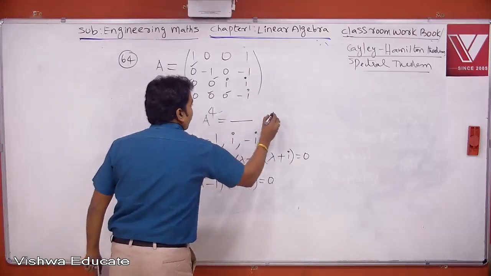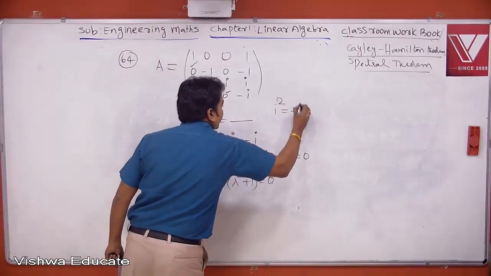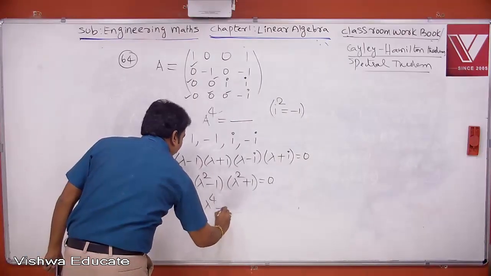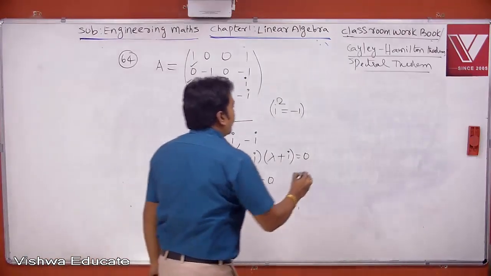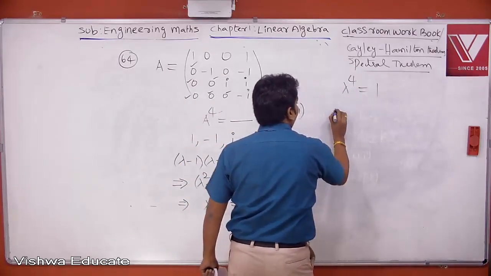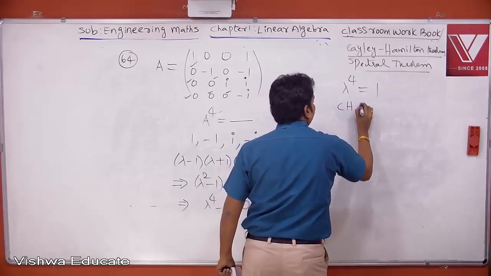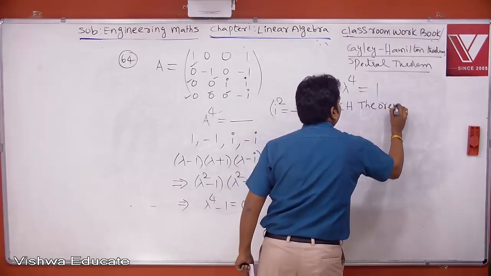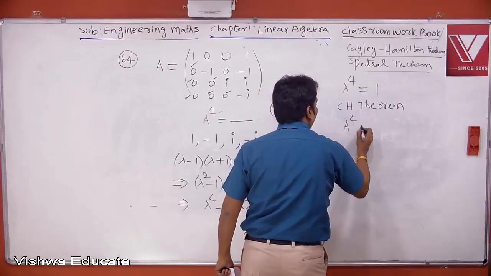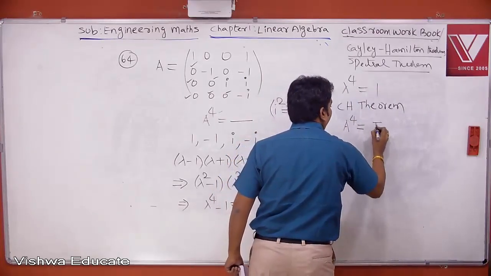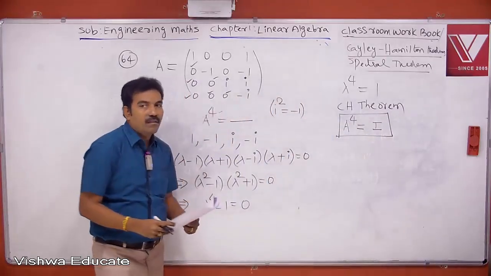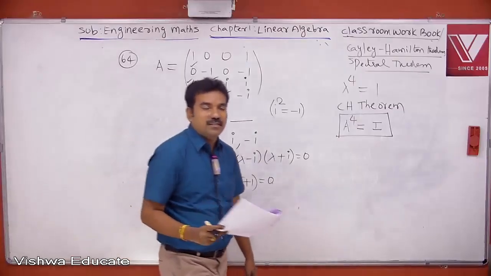So here i is a complex number whose square is minus 1. This is the standard symbol i or j. Now this implies lambda power 4 minus 1 is 0. Therefore we got lambda power 4 equal to 1. Now apply Cayley-Hamilton theorem at this moment. Cayley-Hamilton theorem. CH means Cayley-Hamilton. Then replace lambda by A power 4 and replace the last constant by I. Therefore A power 4 equal to I. Work out this.